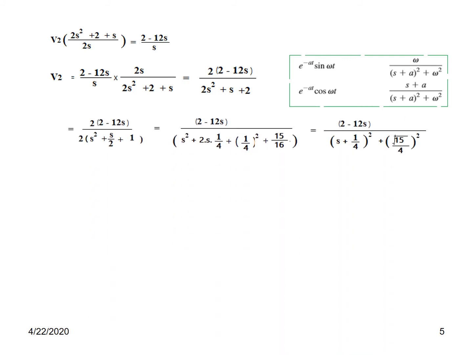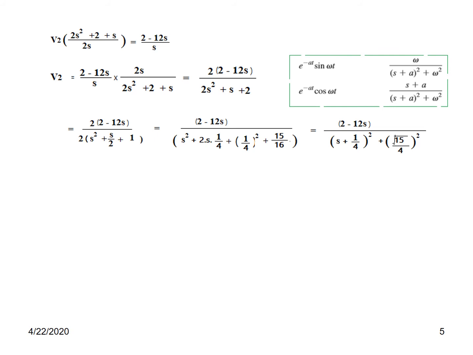Okay. So for this, we take 2 common from here. So this becomes the remaining terms, and then we try to get into this form. So we write s squared plus s by 2 as s squared plus 2 into s into 1 over 4. So this 2 will cancel and make it equal to s by 2.